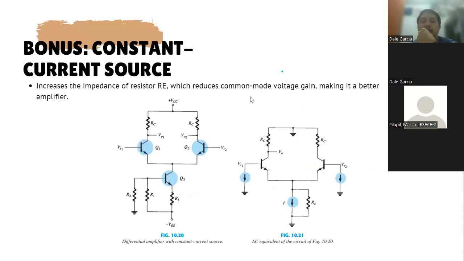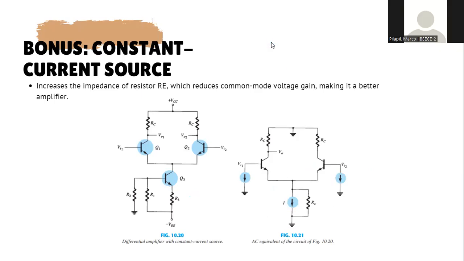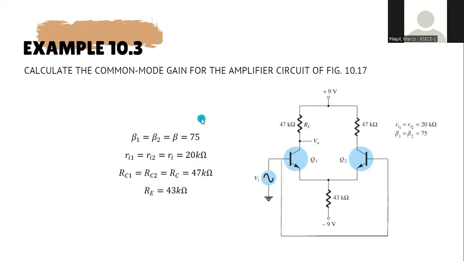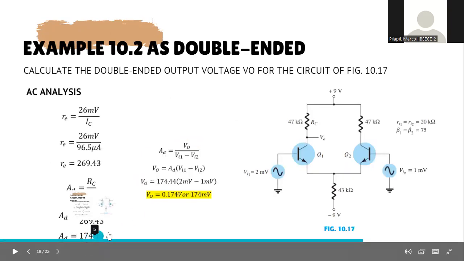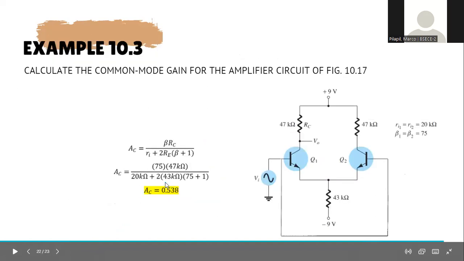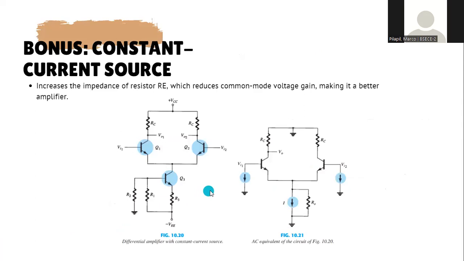For the last part, the constant current source, which was just previously mentioned in the previous report. Basically, as I said, one way to gauge how good a differential amplifier is as an amplifier is by getting its common mode rejection. The common mode rejection is basically the ratio between the differential or double-ended voltage gain of a circuit versus the AC or common mode voltage gain of a circuit. For these particular examples, the double-ended voltage gain was 174.44 versus a common mode voltage gain of 0.538.